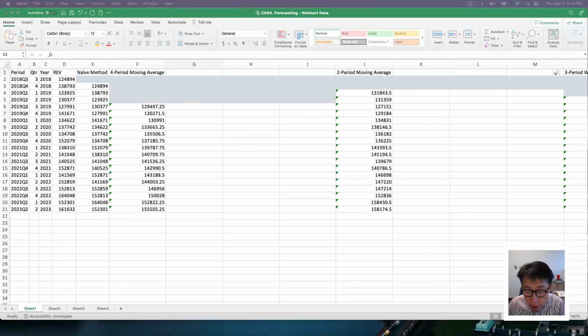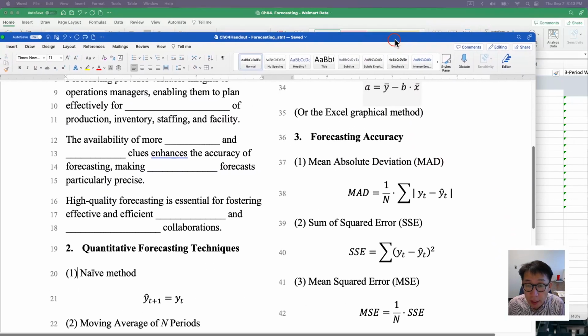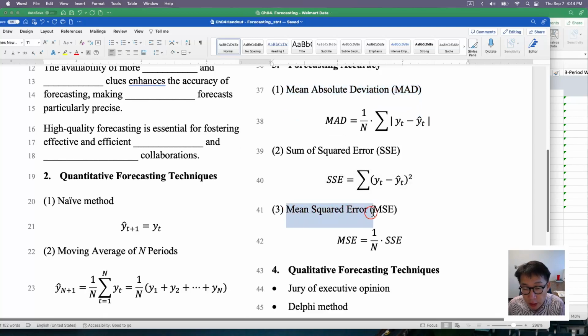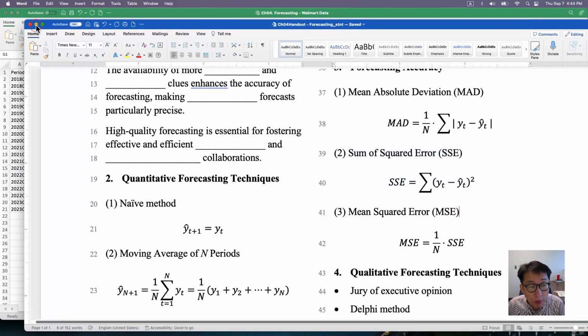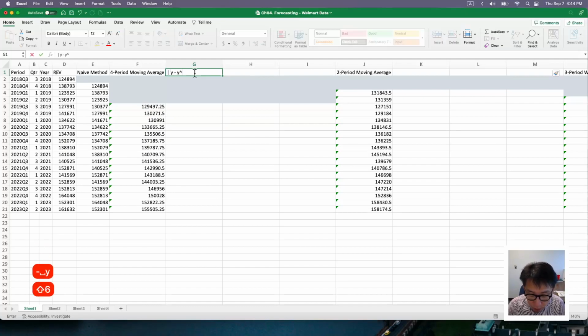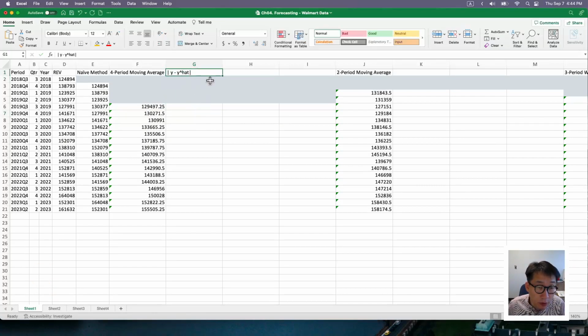If you look at this equation for the forecasting accuracy, the first one is what's being referred to as the mean absolute deviation. The second one is essentially mean squared error. I introduced some squared error just because mean squared error relies on the sum of squared error. So what I'm going to do first is the absolute value of y minus y hat. As you may recall, hat refers to the prediction. This is going to be the first approach.